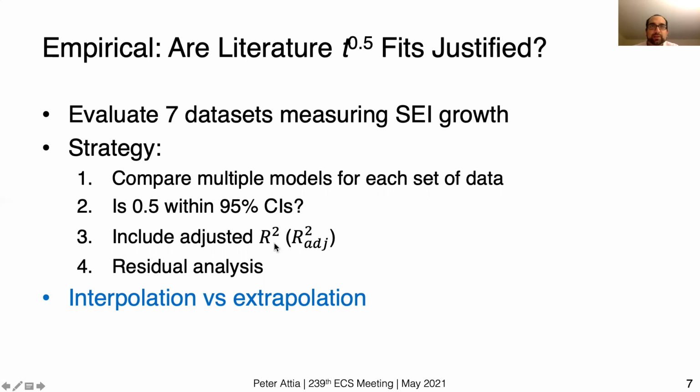The third point here is we use the adjusted R-squared value. R-squared is a helpful metric, although I'll talk in the next slide about some of its pitfalls. The advantage of adjusted R-squared over simple R-squared is that adjusted R-squared penalizes overly complex fits and fits with additional parameters. So if a 3-parameter fit does better than a 2-parameter fit, as it will, but the additional R-squared gain is minimal, the adjusted R-squared will penalize the overly complex fit.